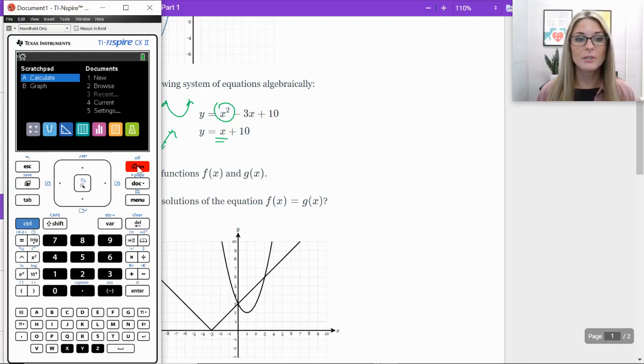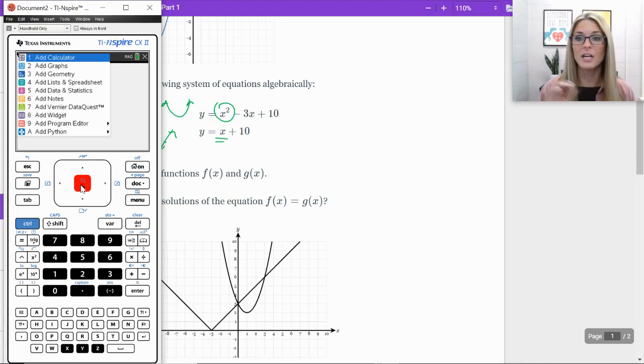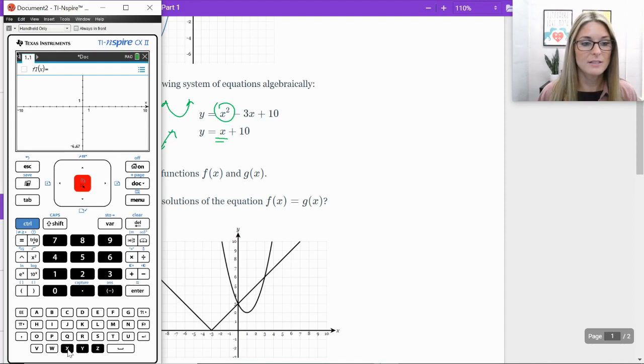All right, for your home screen, we've always talked about starting a new document. If you have something already there, you can say no, you don't need to save it. So you're not storing up documents that you really don't need in the long run. We are going to graph, so add graphs, and let's type in x squared minus 3x plus 10, arrow down, that'll graph it, and open up your f2 box.